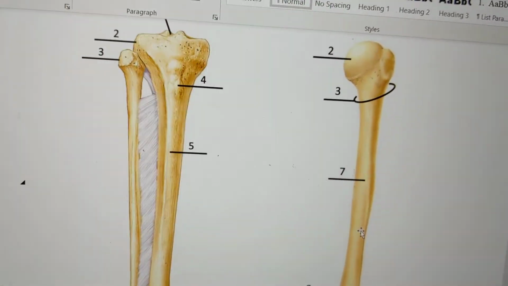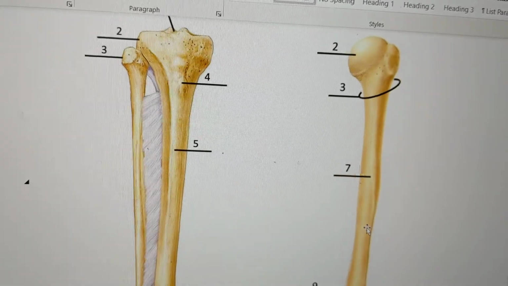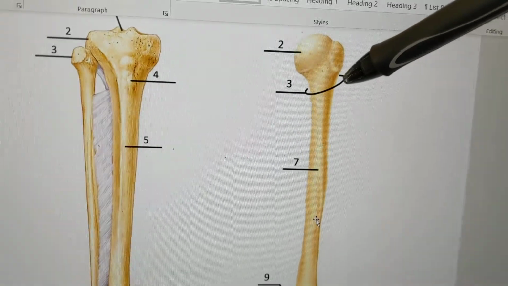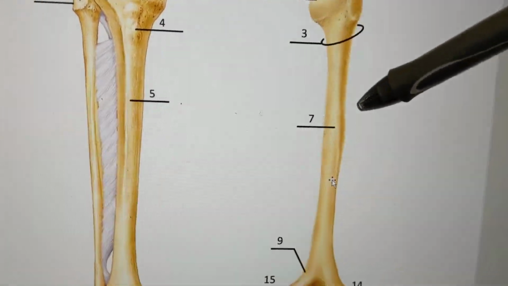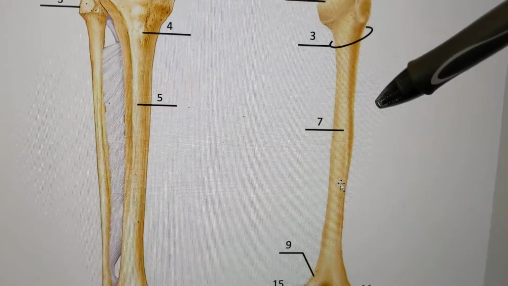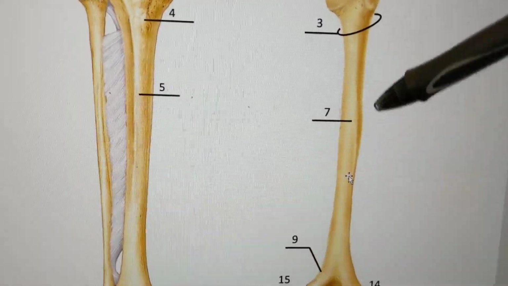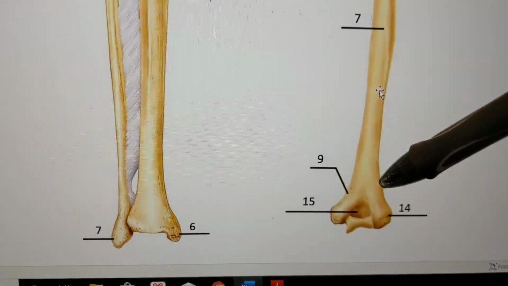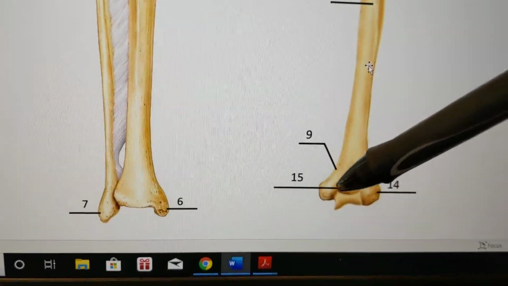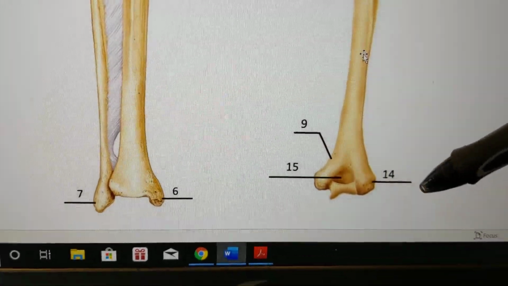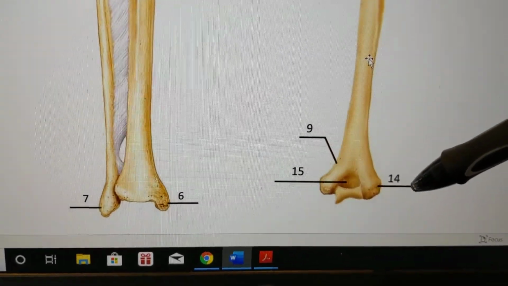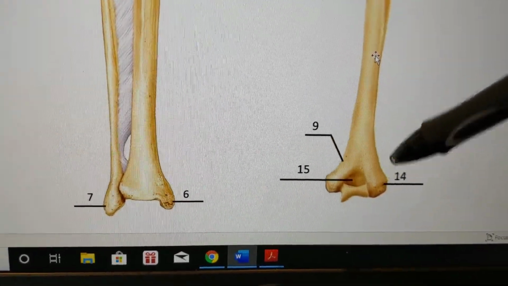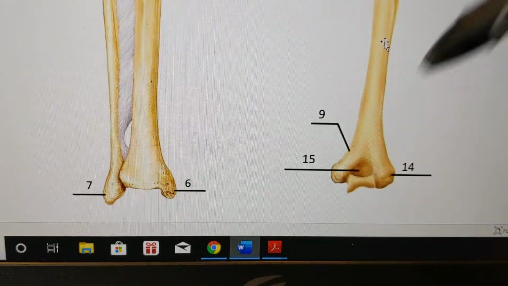Move over to the humerus. This is the humeral head. Humeral head up top. Surgical neck below it, 3. 7, I don't know if they're referring to the shaft or the little bump, which is the deltoid tuberosity, so I'm not sure which one they're referring to there. Down 9 is the medial epicondyle. 14 is the lateral epicondyle, and then 15 is the olecranon fossa.